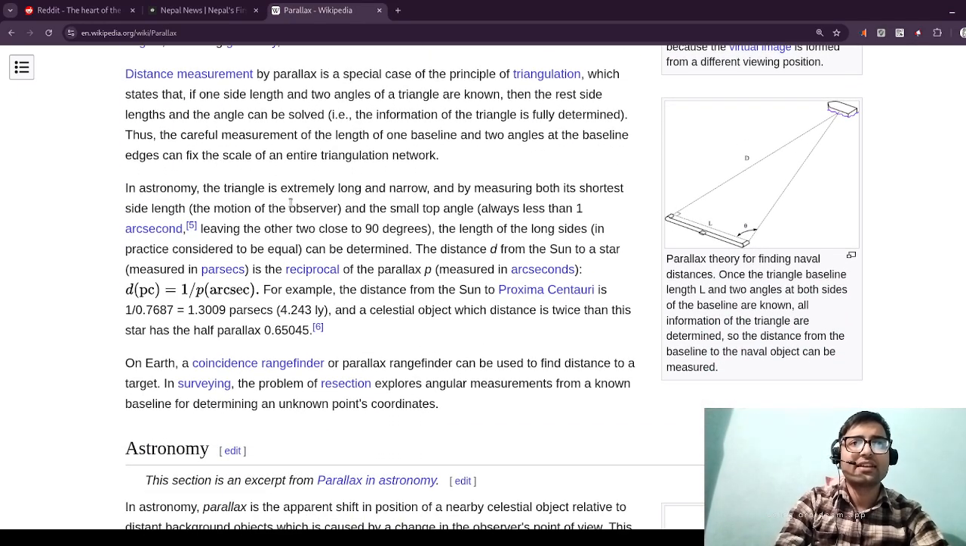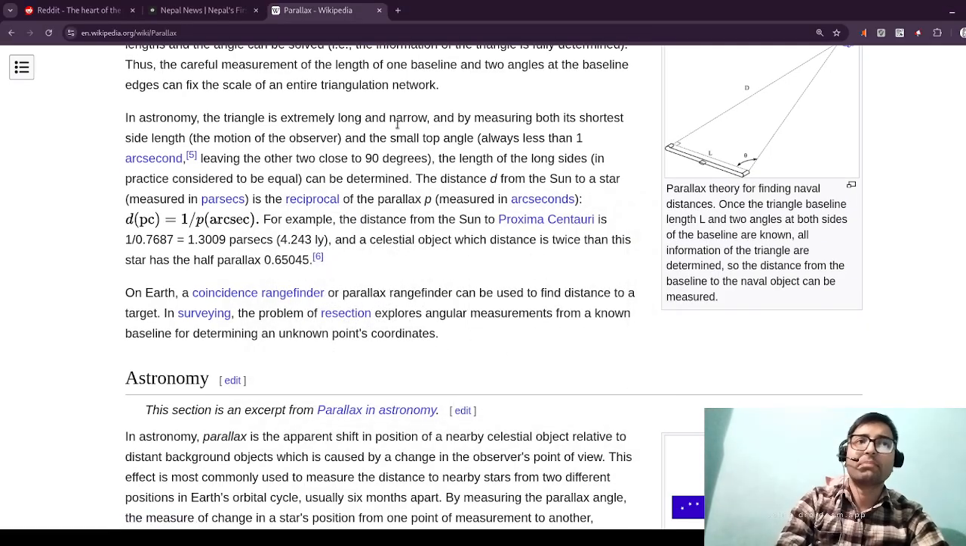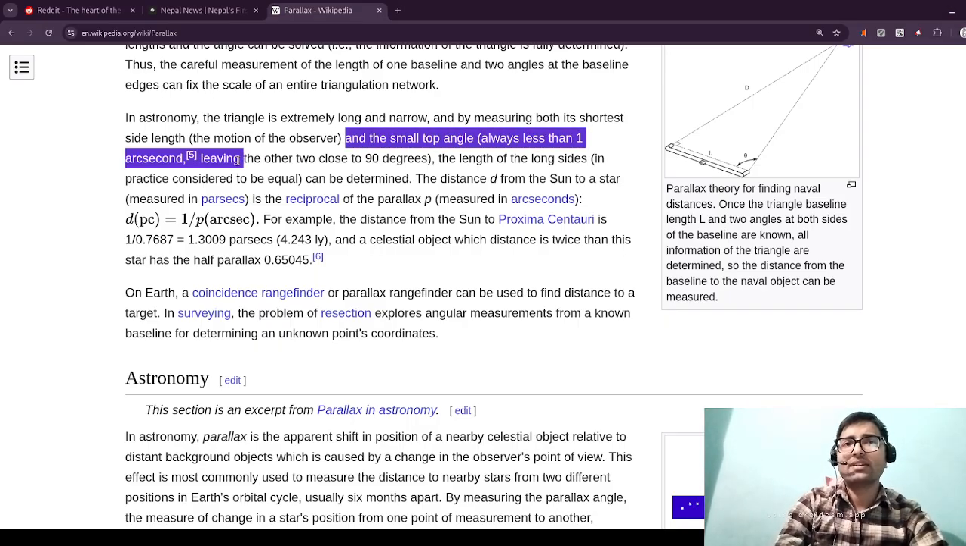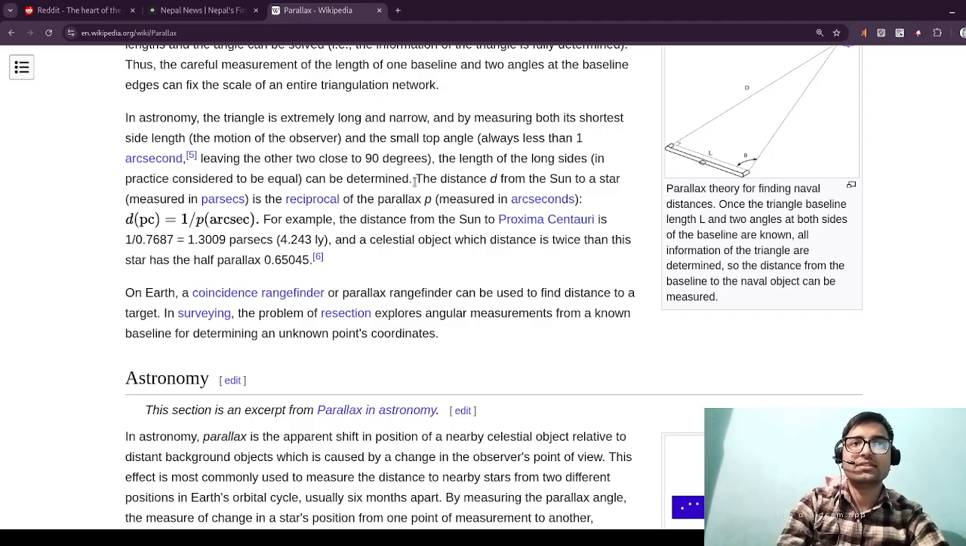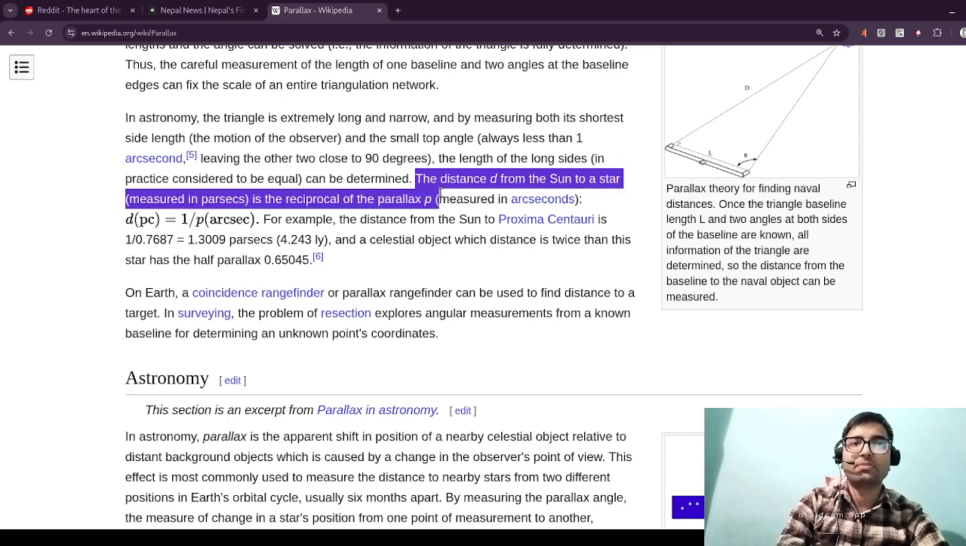In astronomy, the triangle is extremely long and narrow. By measuring its shortest side, the motion of the observer, and the small top angle, always less than 1 arcsecond, leaving the other angles close to 90 degrees, the length of the long sides, in practice considered equal, can be determined. The distance d from the Sun to the star, measured in parsecs, is the reciprocal of the parallax, measured in arcseconds. d parsecs equals 1 divided by p arcseconds.